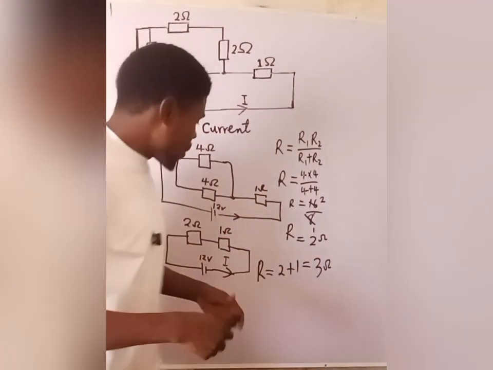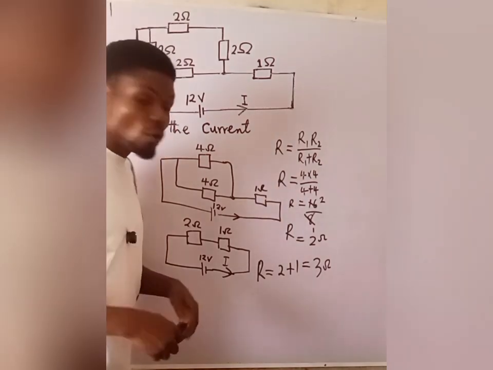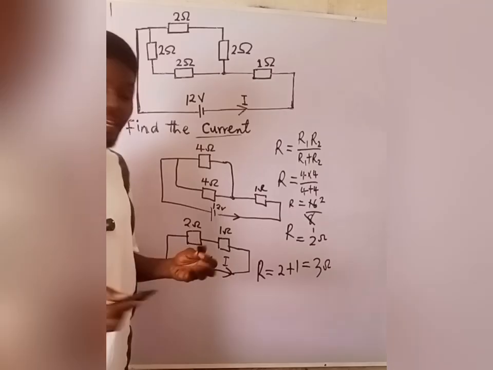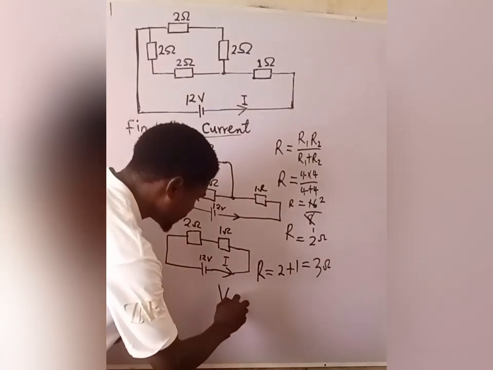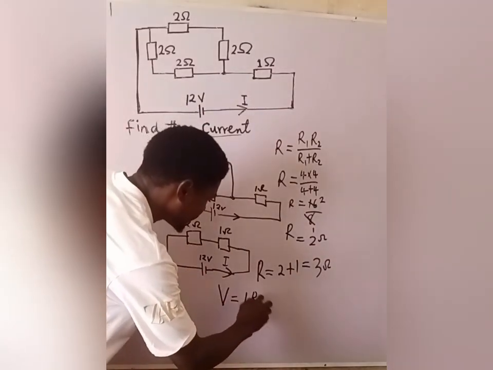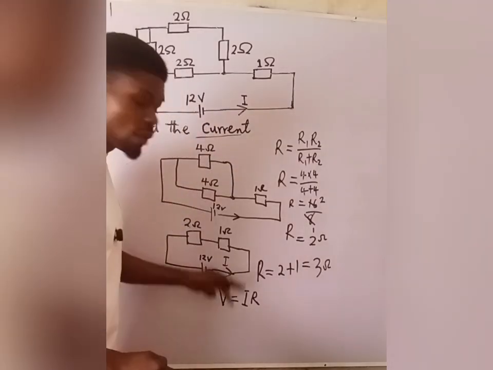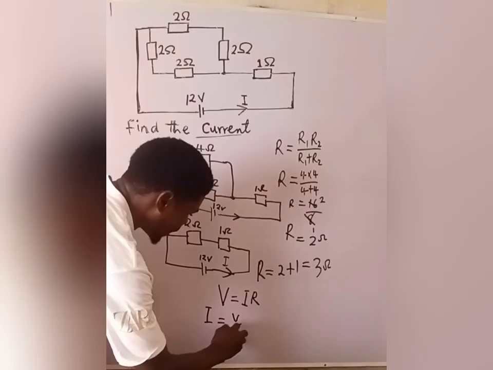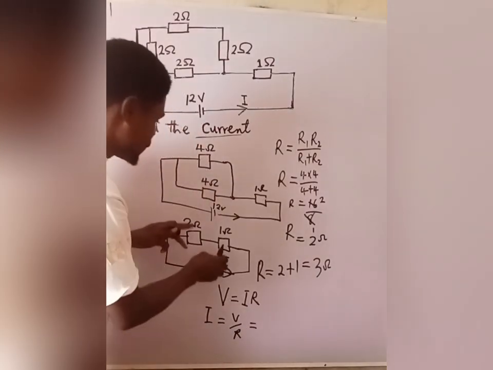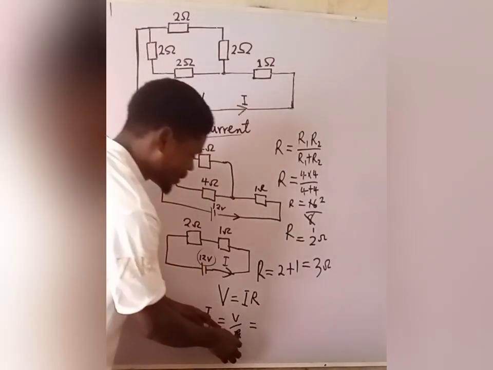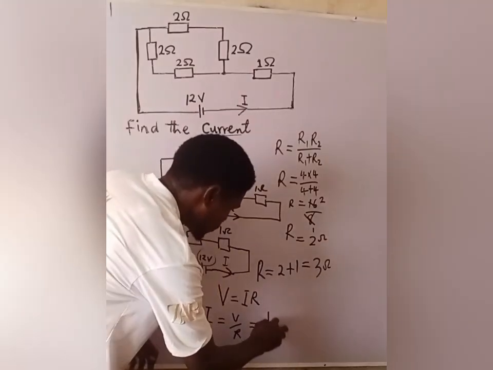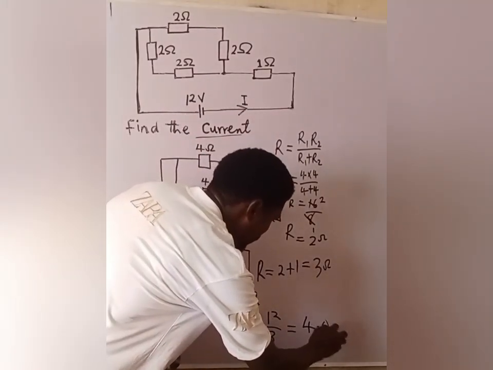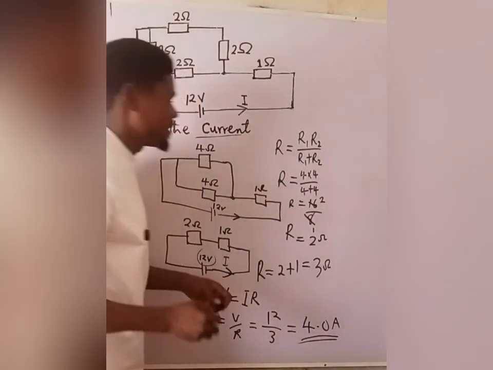So the value of the entire resistance from this diagram is equal to 3 ohms. So what we're going to do now is to make use of Ohm's law for us to be able to calculate the current. Remember that it is current that we are finding. So from Ohm's law, V is equal to IR. So we are looking for the I in this case. Our I now is equal to V over R. V in this case is 12. R in this case is 3. That means 12 over 3, and that gives us 4.0 amperes. And that is the final answer.